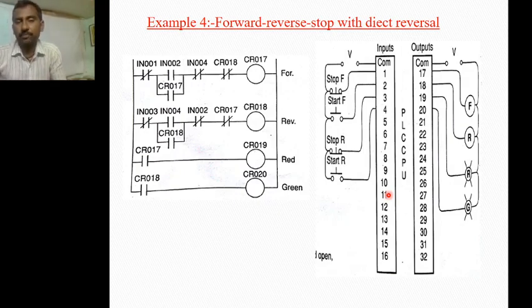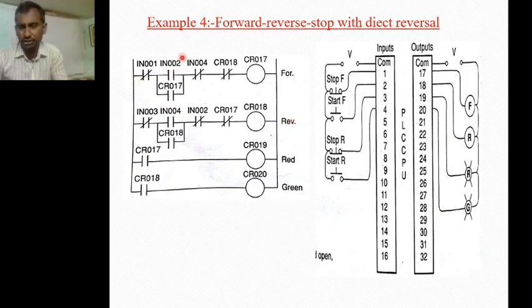And the next example is forward reverse stop, like the previous example, but here with direct reversal. What is meant by direct reversal? It means when we press the start button of the forward direction, IN002, at that instant the reverse direction will be cancelled.